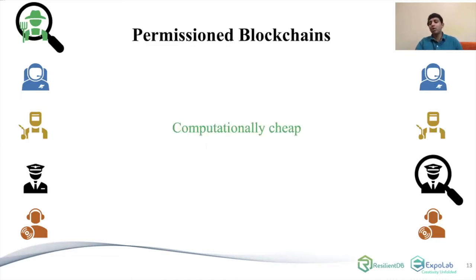And these permissioned blockchain systems are obviously computationally cheap. But if there is low computation, somehow the interaction has to be done. And that interaction is based on communication. And these protocols require high communication, which is often stated as a reason for their low scalability.